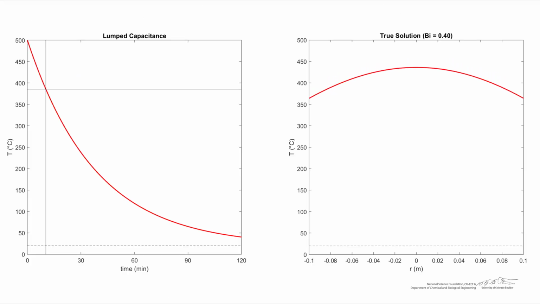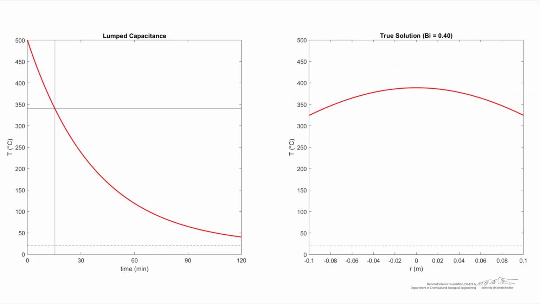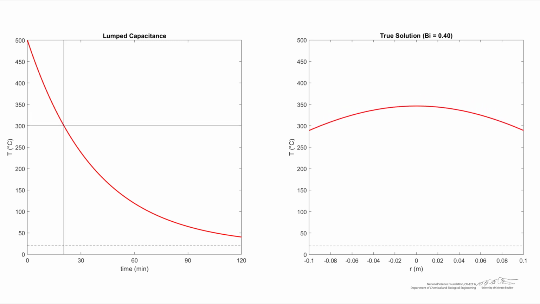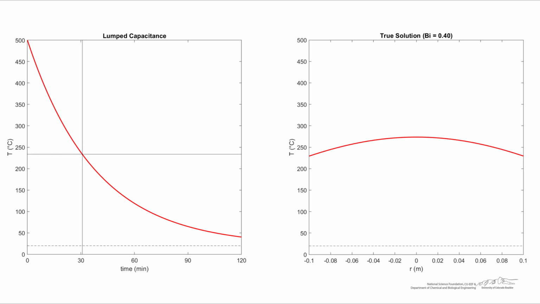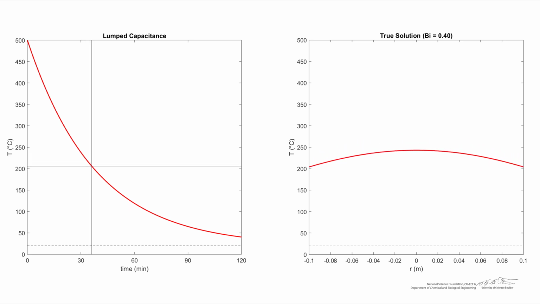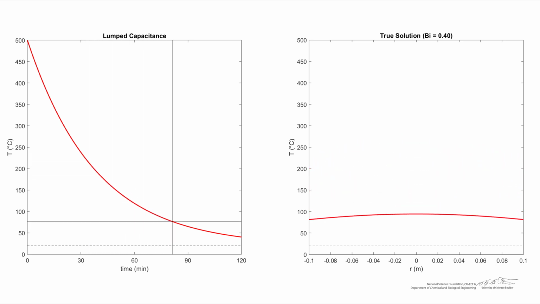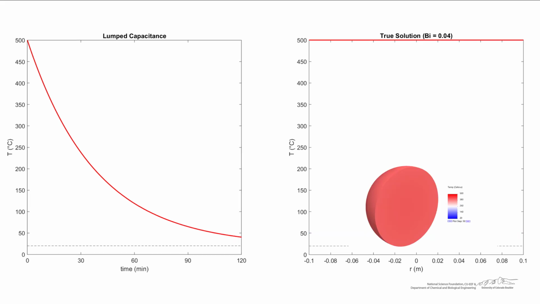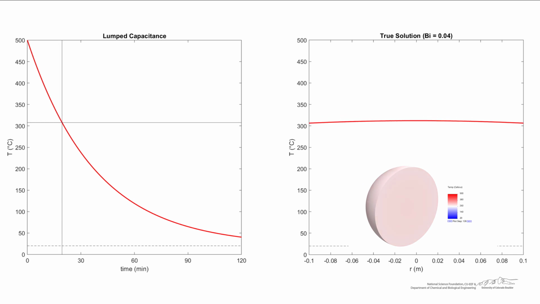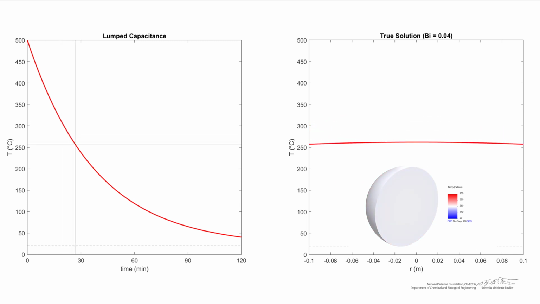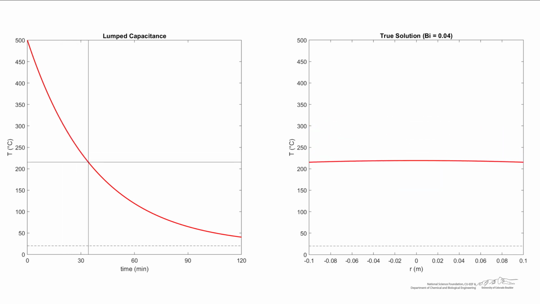Just to demonstrate something, I've now changed the Biot number to 0.4. I've increased the thermal conductivity by a factor of 10. We begin to see a little bit better agreement between lumped capacitance and the true solution. And now I've increased the thermal conductivity even more, dropping the Biot number to 0.04. When I run this, we find excellent agreement between lumped capacitance and the true solution. In fact, the true solution shows very little radial dependence of temperature at all.